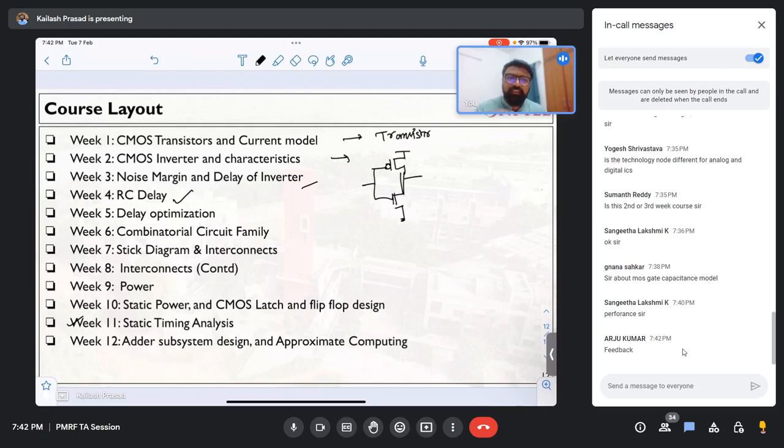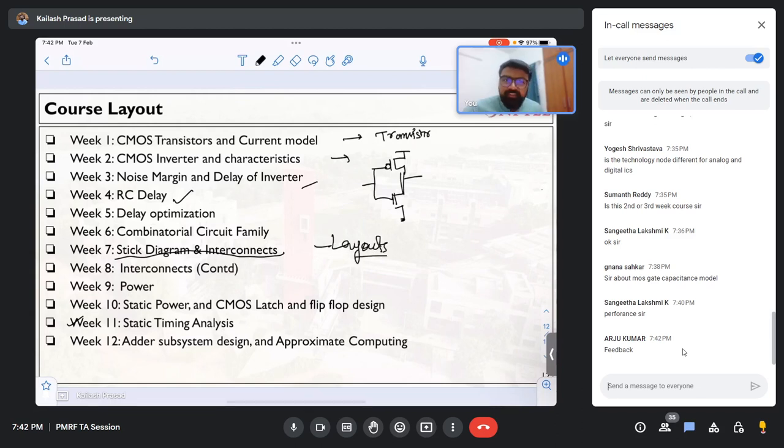What kind of circuit do we use, and the basics will be covered first, then after that we'll go to larger circuits, the combinational circuit family. Then we will go to what we call a stick diagram and interconnects, right? So the stick diagram is actually used to make layouts, right?